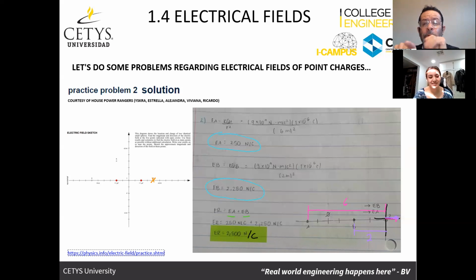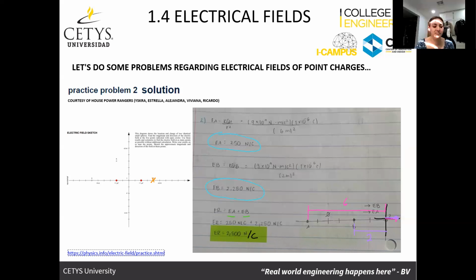So that was a common mistake. I've been noticing that you guys, all of you or some of you, are doing that. So just remember, newtons divided by Coulomb. Those are the units for electrical field. For electrical fields. Okay. Thank you, Estrella.